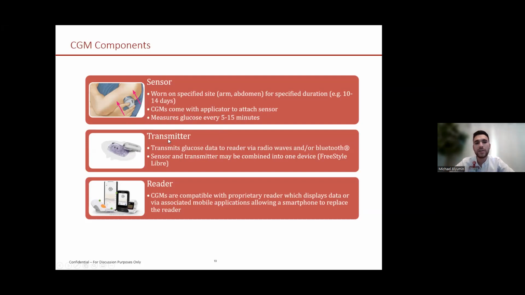Then there's a transmitter. So the transmitter helps transmit that information from the sensor to the reader. And this is done either through radio waves or Bluetooth, depending on if you're using a meter or your smartphone. Sometimes the sensor and the transmitter are combined into one device. So like the Freestyle Libre, it's all in one device. But the Dexcom has two devices, the sensor and then the transmitter. And then the reader, it's just as you're familiar with glucometer readers, but here the advantage is these devices have smartphone applications, so you can use your iPhone or Android to read it instead of the reader, since we're always carrying our phones. And you can even use a smartwatch with some of the systems.